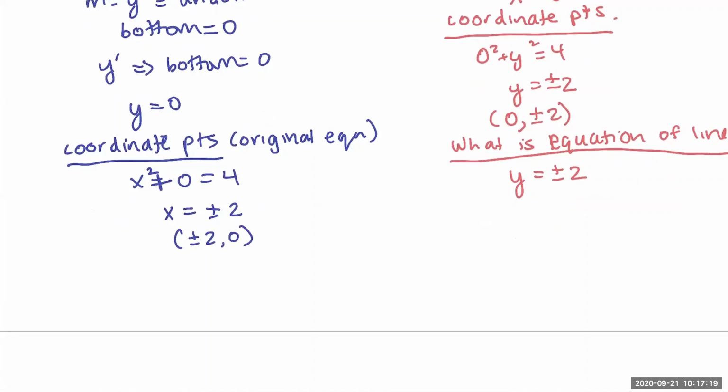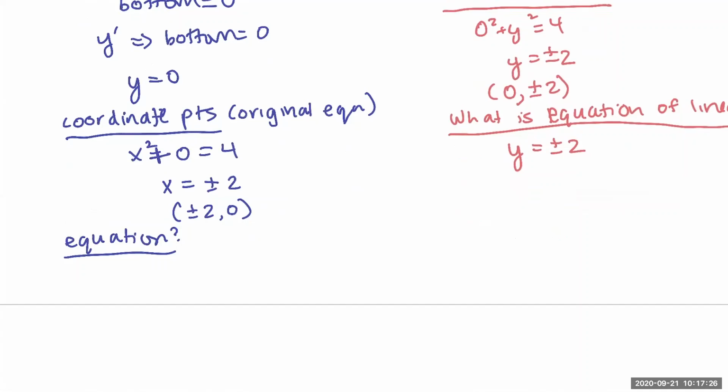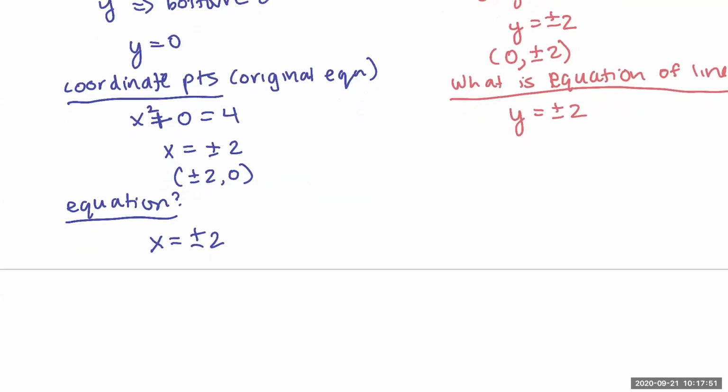Okay, so now what is the equation for this vertical line? Are equations of vertical lines y equals 2 or x equals 2? Y equals or x equals? Okay, perfect. We already have the x values. So there are two vertical tangent lines at x equals positive 2 and x equals negative 2. So that's one of the types of applications where you have horizontal and vertical tangent lines.